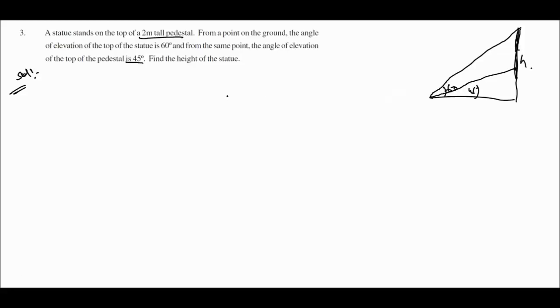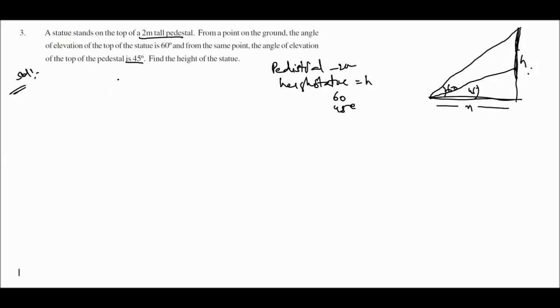We have to find it. The pedestal height is 2 meters, and the height of the statue is h. The elevation angles are given: 60 degrees to the top of the statue and 45 degrees to the top of the pedestal. Let the distance between the point of observation and the foot of the pedestal be x meters. So we have to find the height.